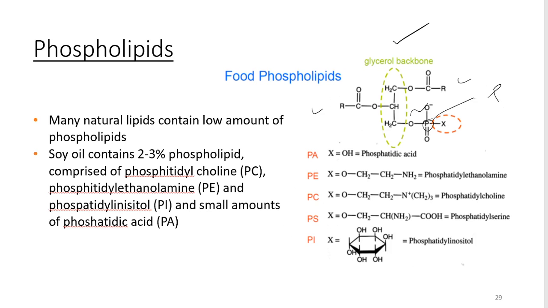And there is one X here. It represents a functional group. And the name of the phospholipid comes from this X group, this functional group. For example, if X is a hydroxyl group, then it's called phosphatidic acid. So depending on the functional groups, there could be phosphatidylcholine or phosphatidylserine. Okay? That functional group makes the difference.